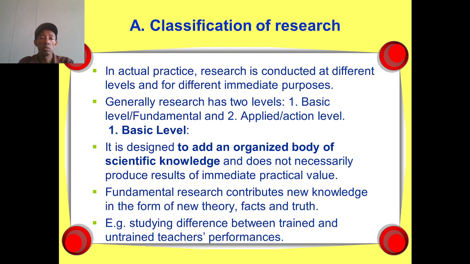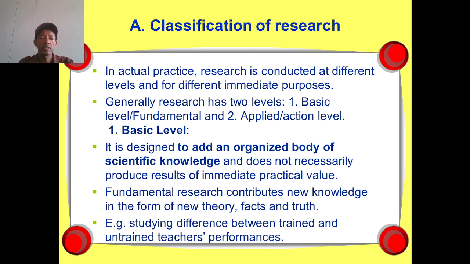Generally, there are two types of research: basic research or fundamental research, and applied or action research. Basic research is designed to add an organized body of scientific knowledge and does not necessarily produce results of immediate practical importance or value. So fundamental research contributes to new knowledge in the form of theory or facts and truths.